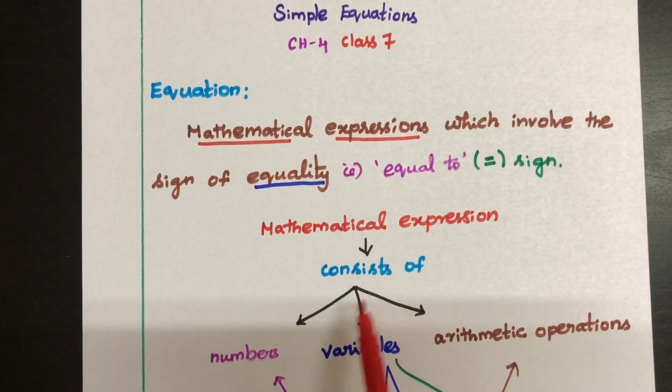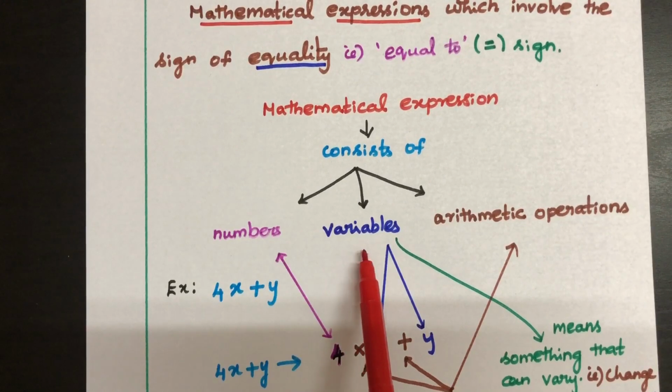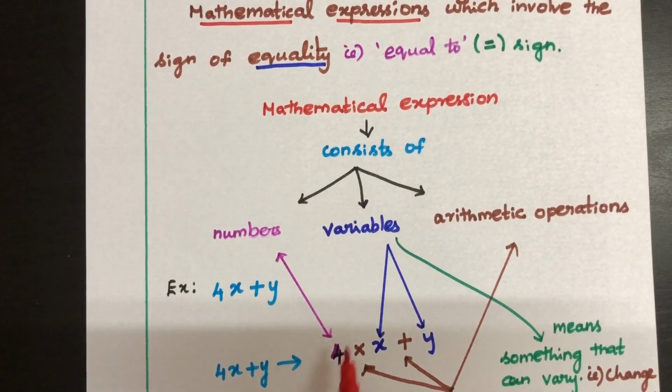It consists of numbers, variables, and arithmetic operations. That's all, just to have a clear concept. Mathematical expression means numbers, variables, arithmetic operations. Numbers you know, right? 1, 2, 3, 0, everything. All are numbers, numerical values.